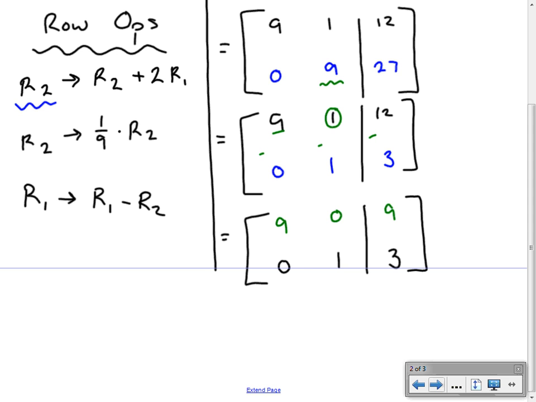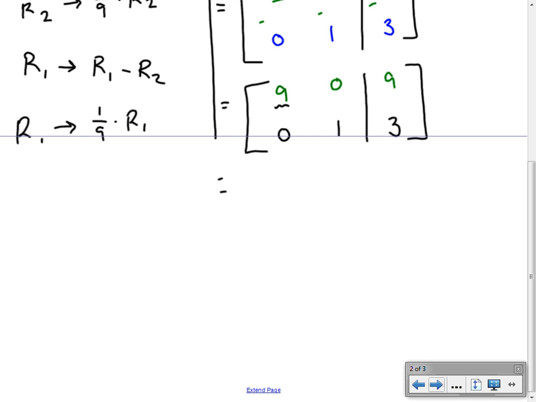So our last step is we need to make this 9 a 1. So we're going to multiply that row by 1 over 9. So this is our final step. 9 times 1/9 is 1. 0 times 1/9 is 0. 9 times 1/9 is 1. And then my bottom row stays the same.